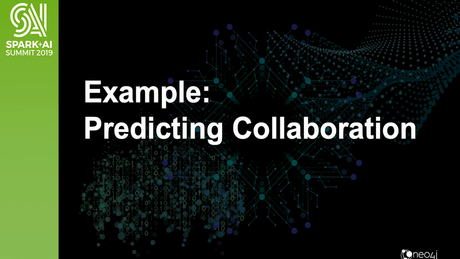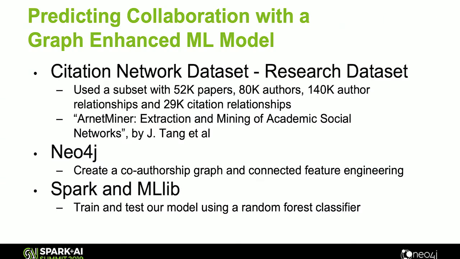What we did when we did our experiments for the book is we did some link prediction based on collaboration. So what we did is we took a citation data network, because if people are cited together on a paper, they worked together and they collaborated. And we used a subset of the data, and we used Neo4j to help create the features, and then we used Spark and MLlib to test and train our models.